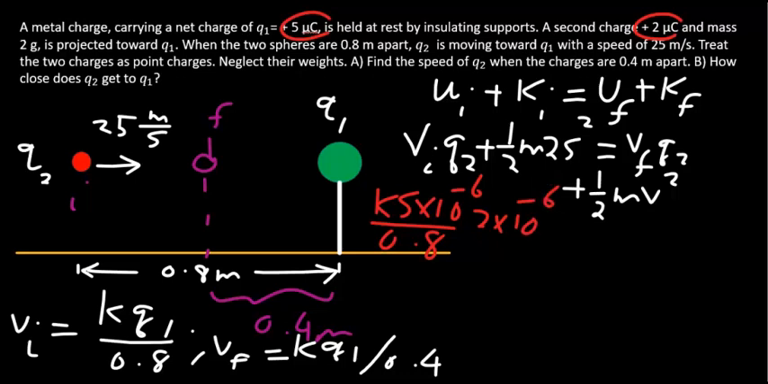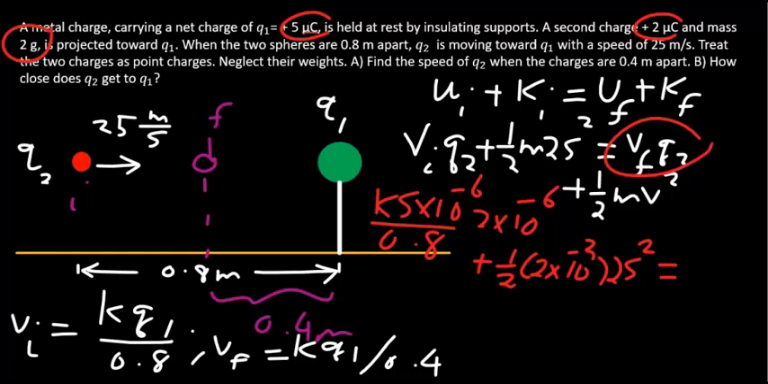Now let's do the second term. The kinetic energy term at the initial point: half, the mass is 2 grams, so that is 2 times 10 to the power minus 3 kg. The speed there is 25 meter per second. Don't forget to square that. Equals that term, Vf. Vf is K.